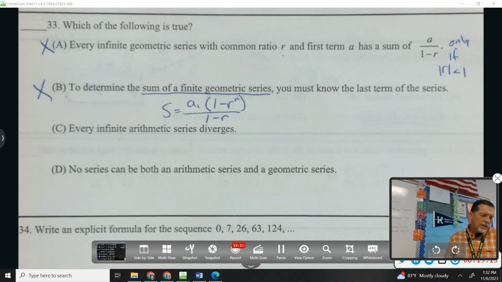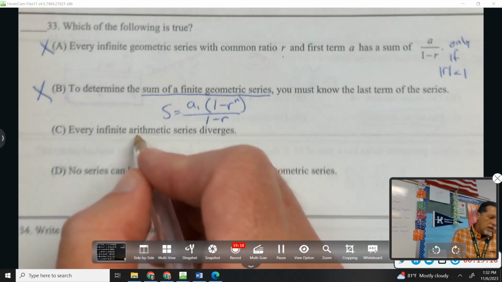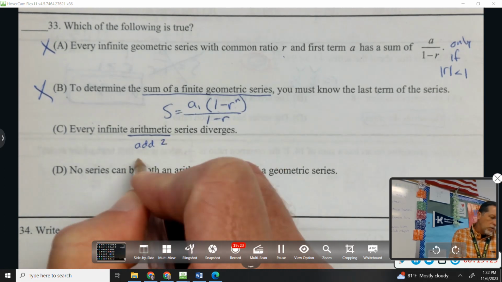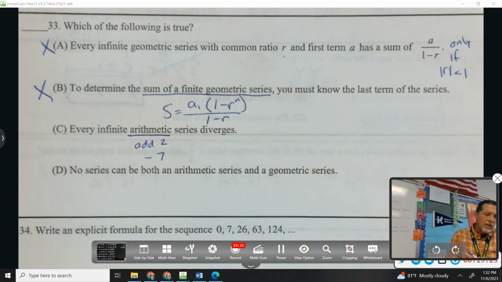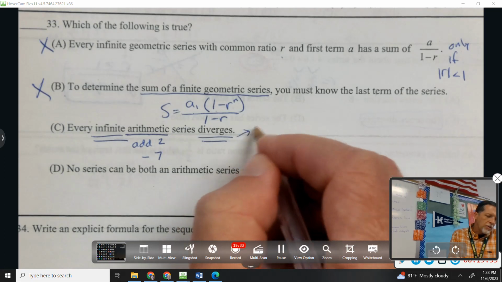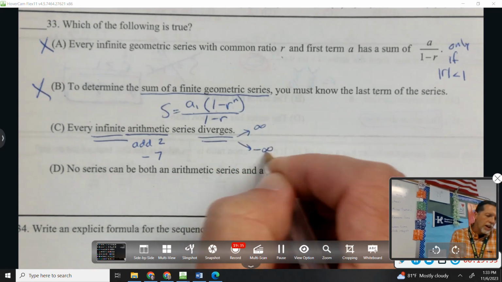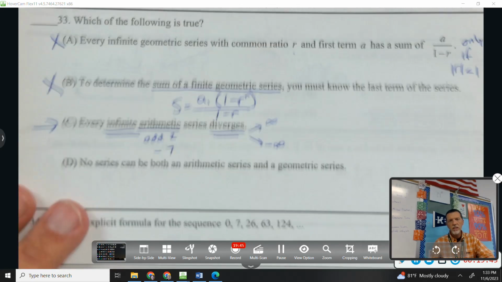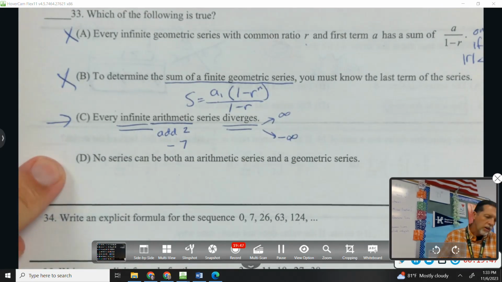Every infinite arithmetic series diverges. Arithmetic, so like we're adding 2 or subtracting 7, and if we do that forever, then yeah, we're going to diverge. It might diverge to positive infinity, it might diverge to negative infinity, but you're diverging either way. You have to add smaller numbers in order for it to converge. So C looks to be true. Let me read D just to make sure.